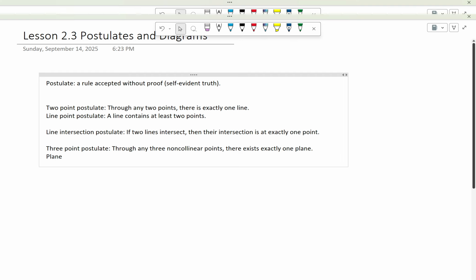And the plane point postulate, because this is similar to the 2-point postulate, the line point postulate. So the plane point postulate says that a plane contains at least 3 non-collinear points. I want you guys to think about this inductively for just a moment.